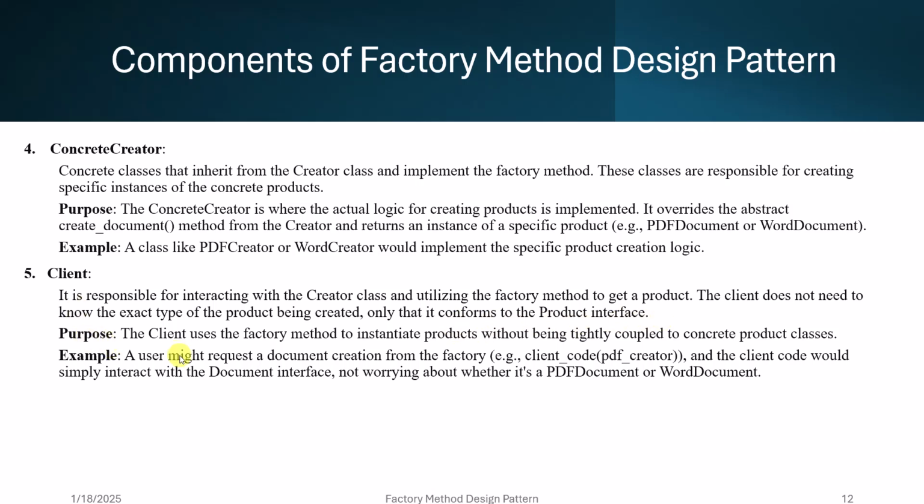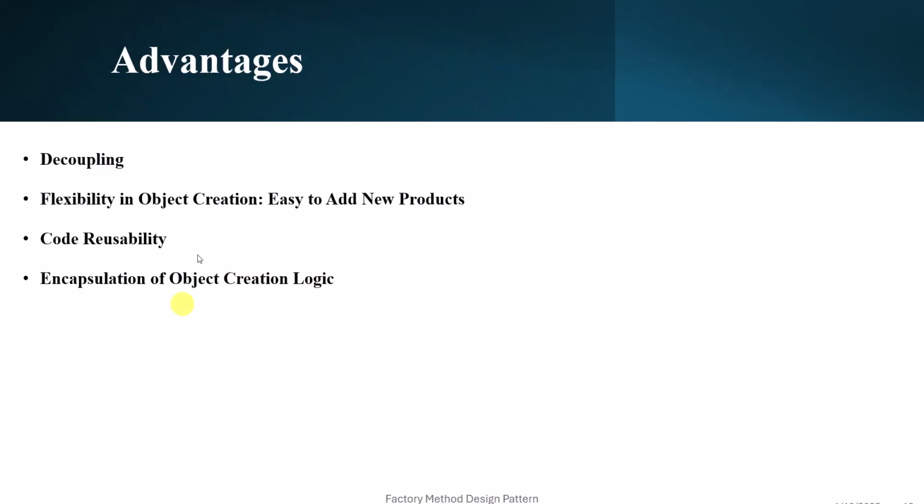The purpose of using this is that it uses the factory method to instantiate products without being tightly coupled to concrete product classes. So here we are using loose coupling between the classes. One example is that a user might request a document creation from the factory. That means the client code, which is our PDF creator, would simply interact with the document interface, not worrying about the PDF document or Word document. So these are the 5 main components of the factory method design pattern.